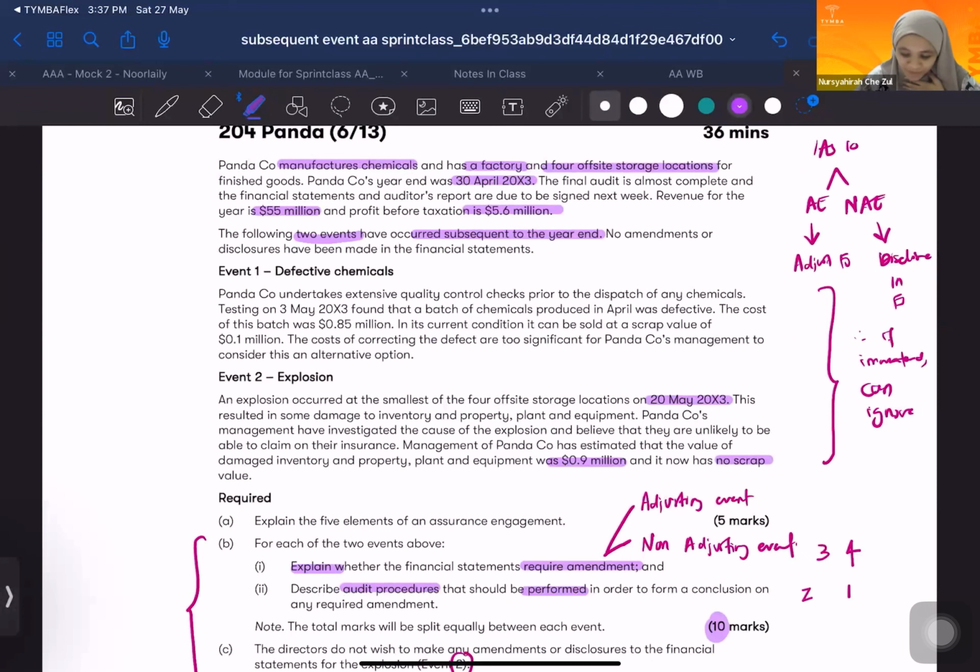Saya pun nak terpengaruh dengan jawapan you. Is this an adjusting event? This is not an adjusting event. Why? Because this is relating to the explosion, and the explosion occurred on 20 May, which is after year end. So this is a non-adjusting event, guys.